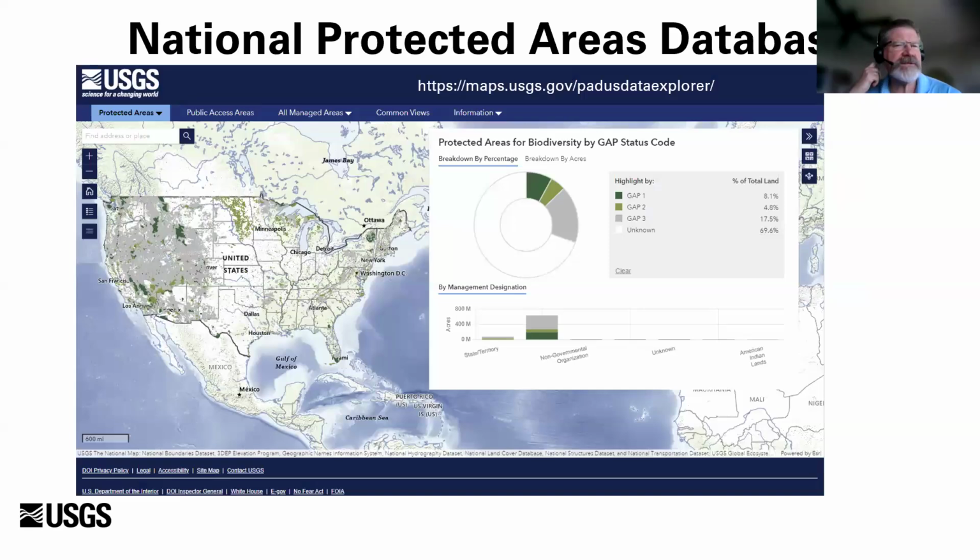Within PADIS, this is the PADIS online viewer. You can go in there and you can either pick a parcel. This is just for the whole US, and you can see the breakdown of the status codes across the nation and who might be responsible for those lands.